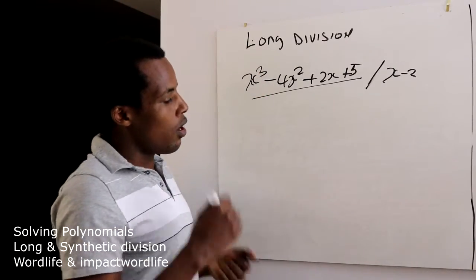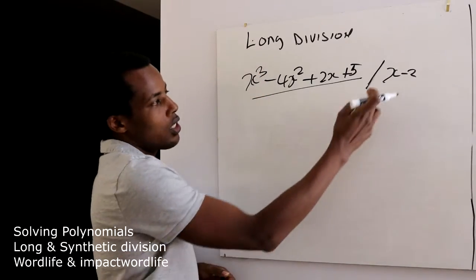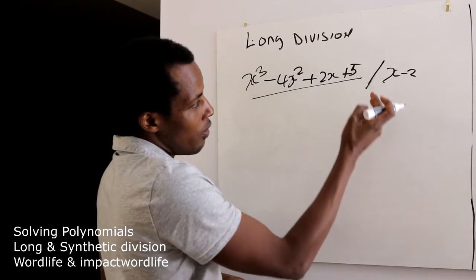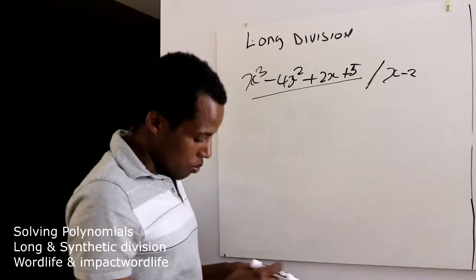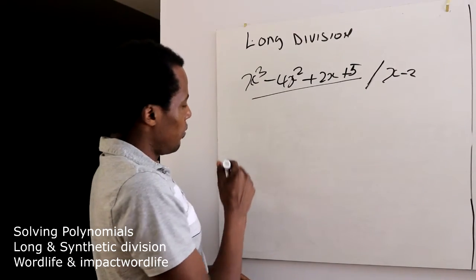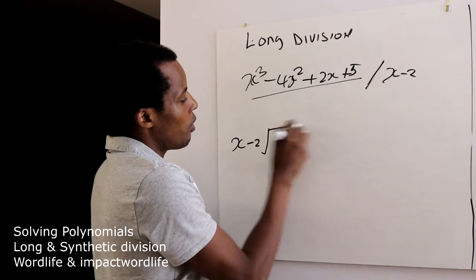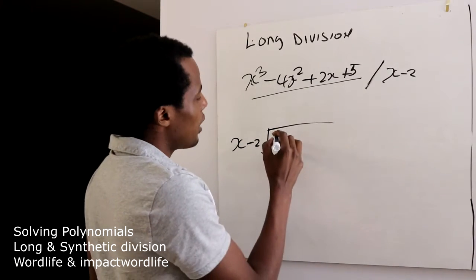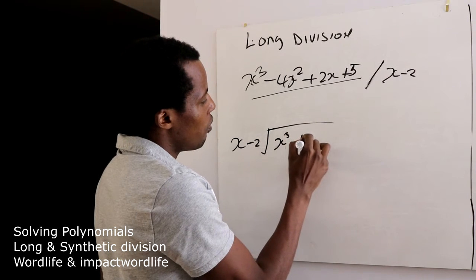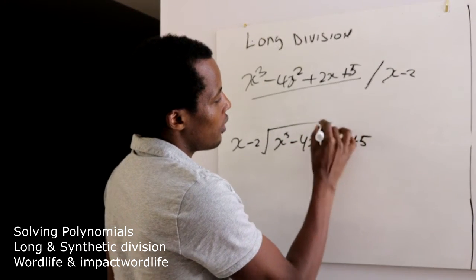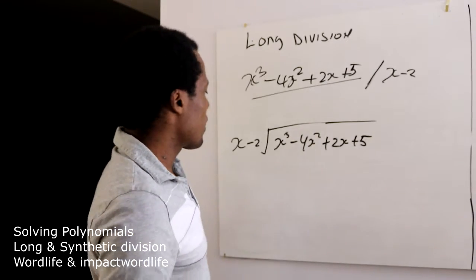To start with, we have the equation x cubed minus 4x squared plus 2x plus 5 divided by x minus 2. So we're going to take the denominator, x minus 2, outside, and we're going to put the numerator, x cubed minus 4x squared plus 2x plus 5, inside the division box.